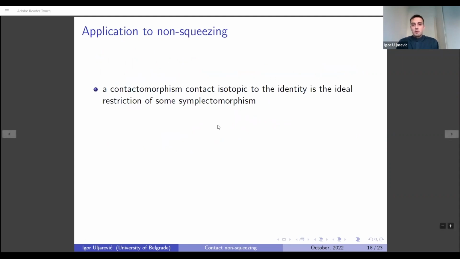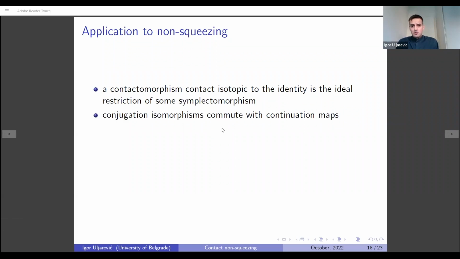Now, whenever we have a contactomorphism that is contact isotopic to the identity, that contactomorphism is the ideal restriction of some symplectomorphism. This is because we can choose a contact isotopy that takes that contactomorphism to the identity, consider its contact Hamiltonian, and then multiply that contact Hamiltonian with the radial coordinate r and cut off. And then we take the time-one map of that symplectic Hamiltonian. This is shortly how one can prove this.